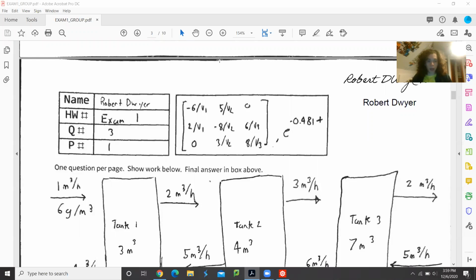Hi, I'm Robert Dwyer, and today for my part of the project, I'm going to talk about question 3 on exam 1, the tank problem.